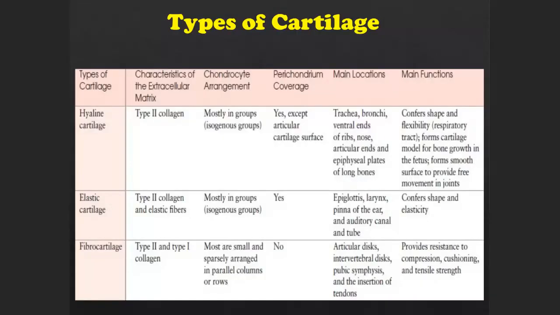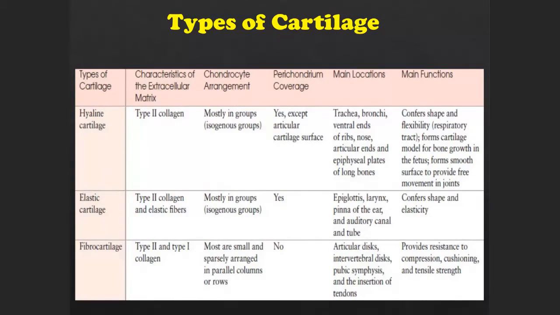Now this is the basic difference. In hyaline cartilage, you will see type 2 collagen. In elastic cartilage, you will see type 2 collagen plus elastic fibers. In fibrocartilage, you will see type 2 and type 1 collagen. Now that difference you should remember. In hyaline, only type 2 collagen. In elastic, type 2 collagen plus elastic fibers. In fibrocartilage, you will have type 1, that is the most important thing, and you also have type 2.